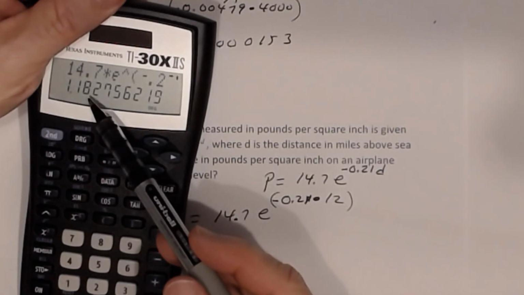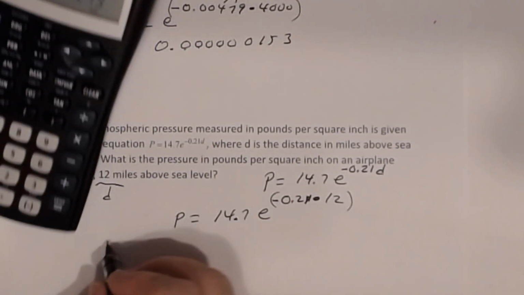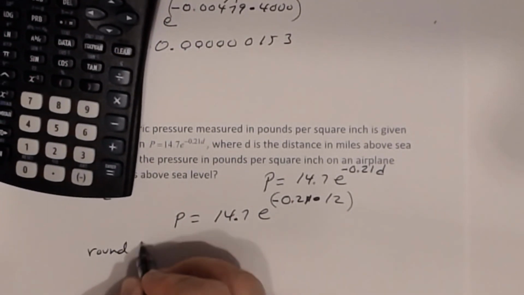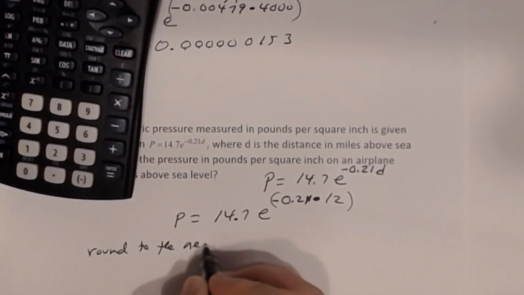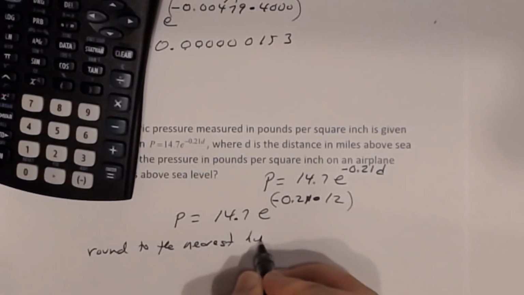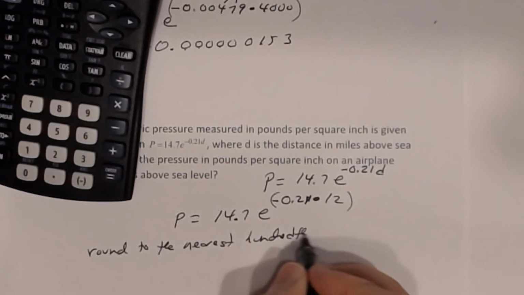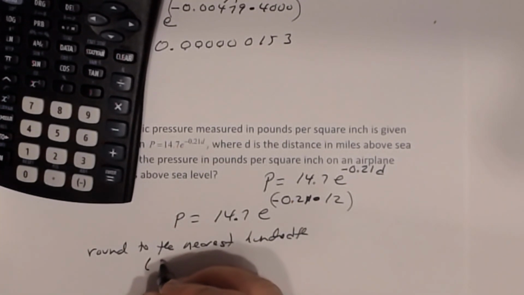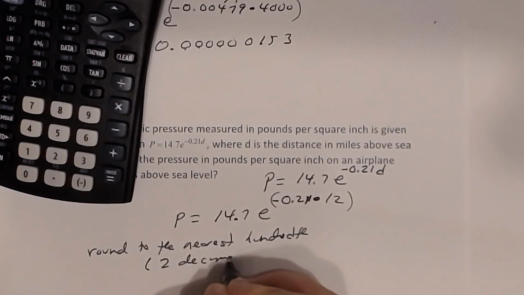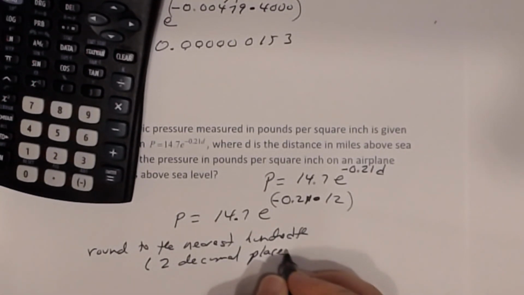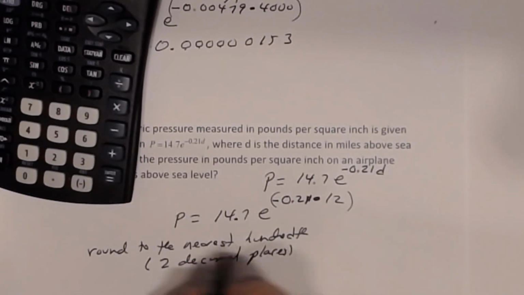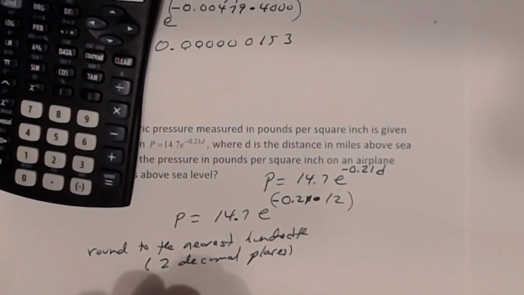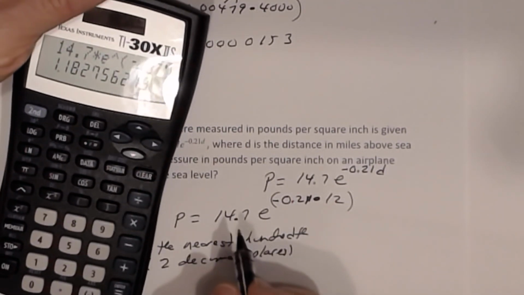Now they didn't tell you how to round off, so let's go ahead and round off to the nearest hundredth. Now remember, the nearest hundredth can also mean 2 decimal places. So sometimes they'll just say round to 2 decimal places. Sometimes they'll say round to nearest hundredth.